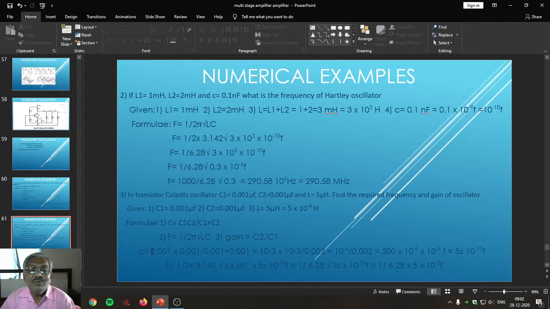Let me first calculate the equivalent capacitor. C is equal to, put the value, 0.001 into 0.001 upon 0.001 plus 0.001. 0.001 means 10 raised to minus 3. So 10 raised to minus 3 into 10 raised to minus 3, that is 10 raised to minus 6, upon the sum of both, that is 0.002. That comes to be 500 into 10 raised to minus 6, that is 5 into 10 raised to minus 10 farad.